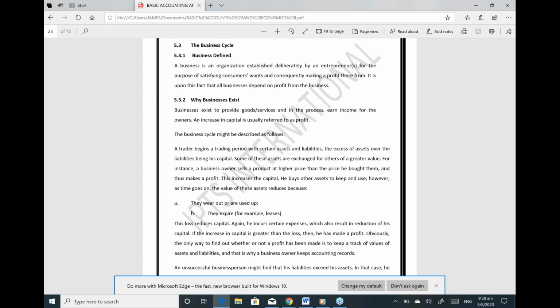And don't forget that as the profit is going up in the business, you must do some research so that you can always stay in business. If not, once there is a decline in the business, it is gone already. So it is upon this fact that all businesses depend on profit.